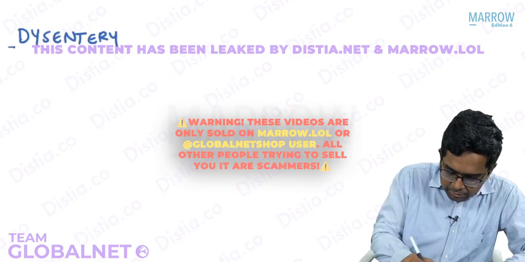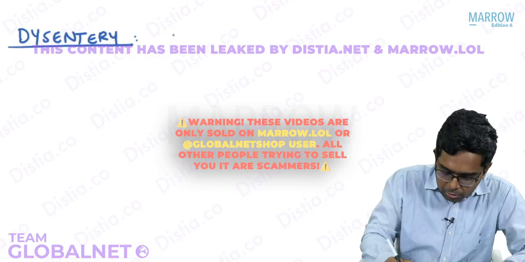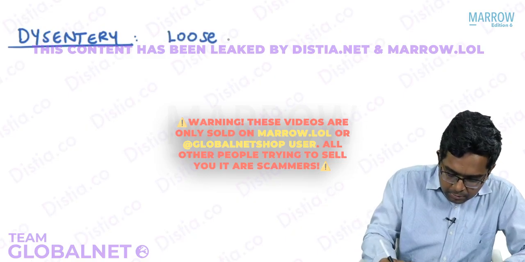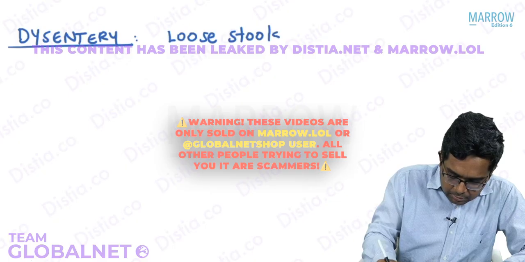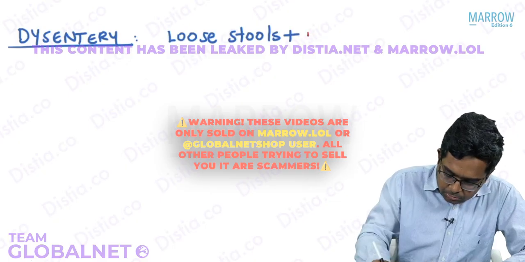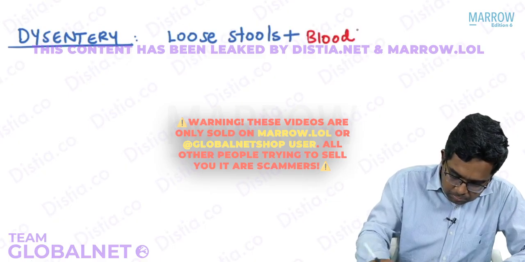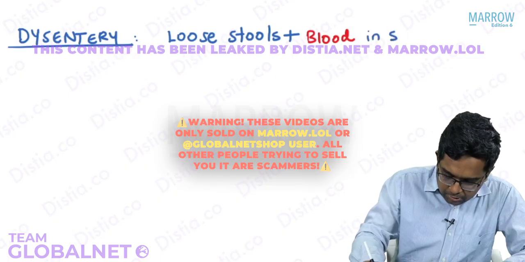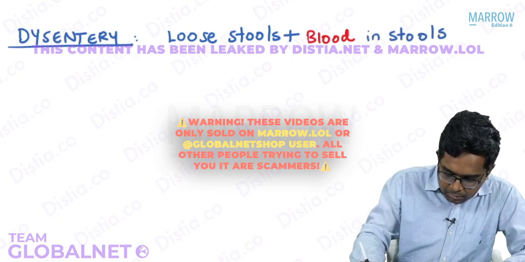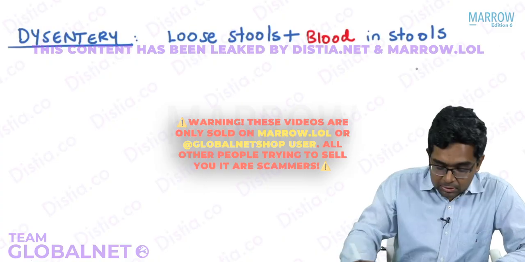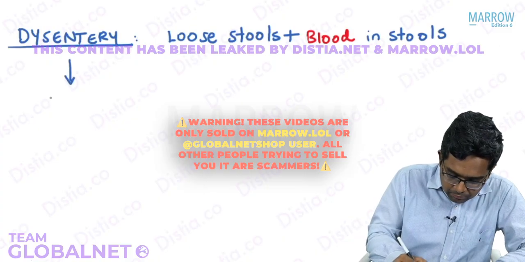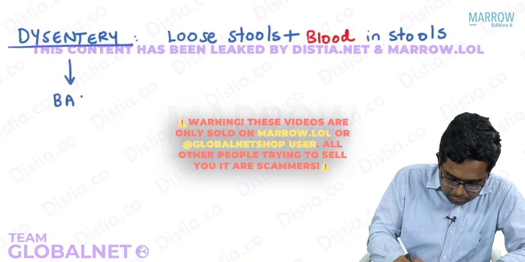Dysentery is a condition characterized by the presence of loose stools. Along with that, there is also blood in the stools. That is when you call it dysentery. Why should you know about this term? Because dysentery is almost always bacterial in origin.